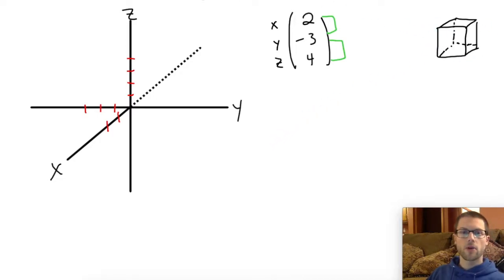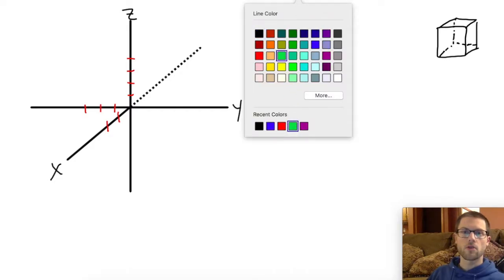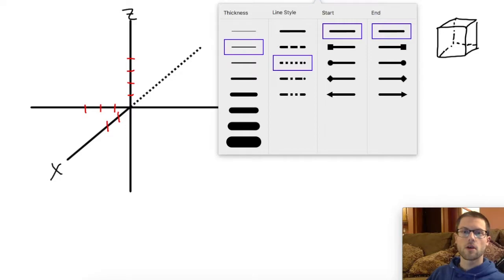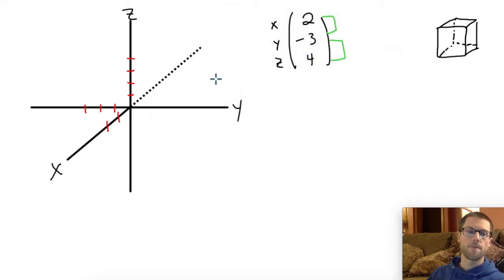So I'm going to go back over to my line tool, and I'm going to make this thing green, and let's start drawing these squares or rectangles or parallelograms of this cube. So let's start off with this 2, -3. I'm going to come out in the x direction, a +2, and I'm also going to go to the left in the y direction, -3.